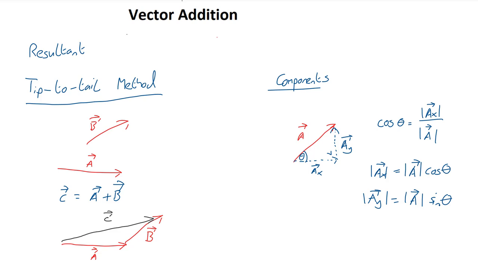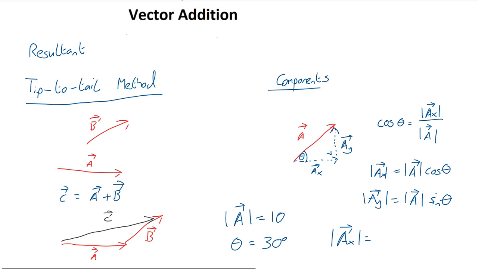For example, if the magnitude of A is 10 and it is at an angle of 30 degrees to the horizontal, then A sub x is equal to 10 cosine 30, which is equal to 5 root 3, as cosine 30 is root 3 over 2. This may seem counterintuitive, as it seems like we've gone backwards. We had one vector and now we have two vectors. Why is that useful in adding vectors?